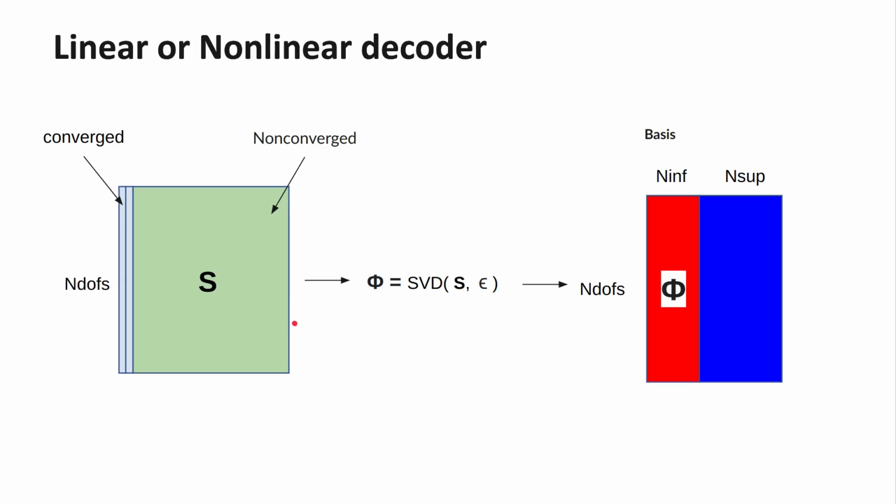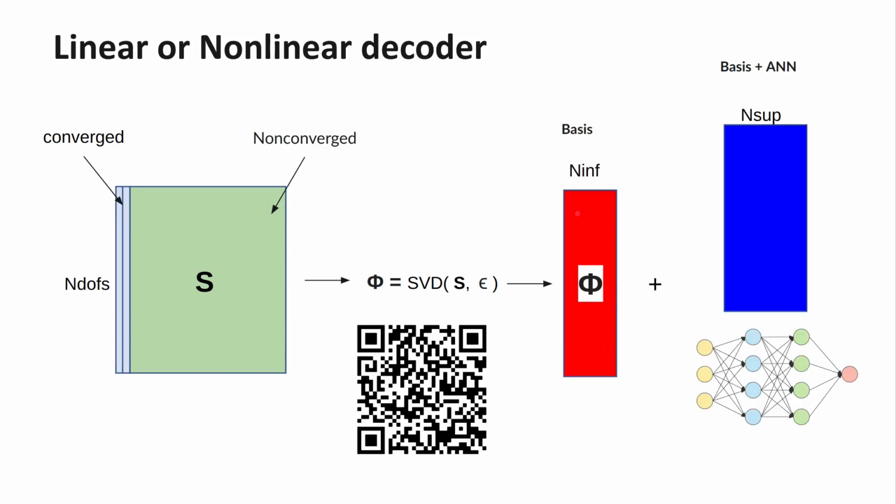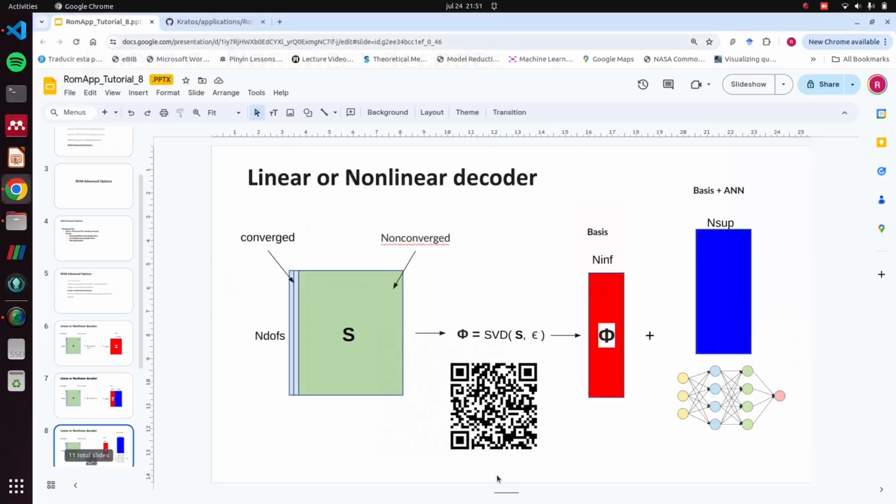So the first step is the same. I pass a snapshot matrix to the SVD, I get these bases, and then I split it. Then in order to get an approximation, I will get my reduced model using this NINF, and I will use a neural network for this second part, for the approximation of what this would help me to approximate. If you want to see the technical details, you can follow the QR code and see the scientific paper explaining this. But that's the idea, and I will now show you how to set up the parameters using the ROM manager.